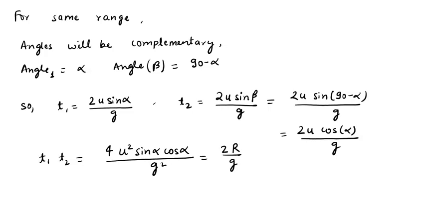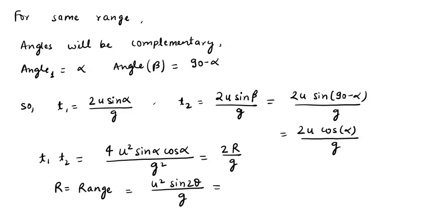R is known as range. So this R is known as range. This is our range over here. Therefore R is equal to u square sine 2 theta by g. This is how we obtained the value of R over here.